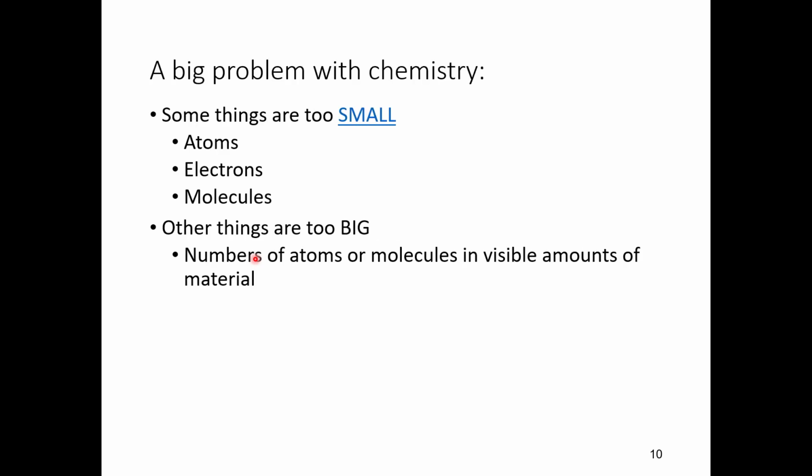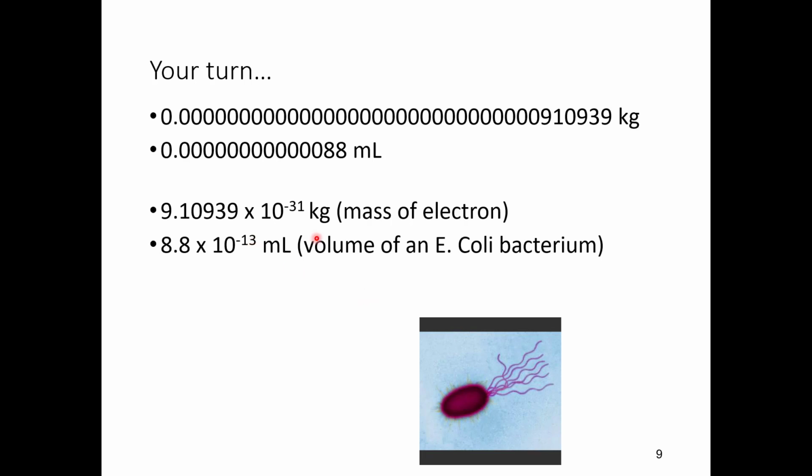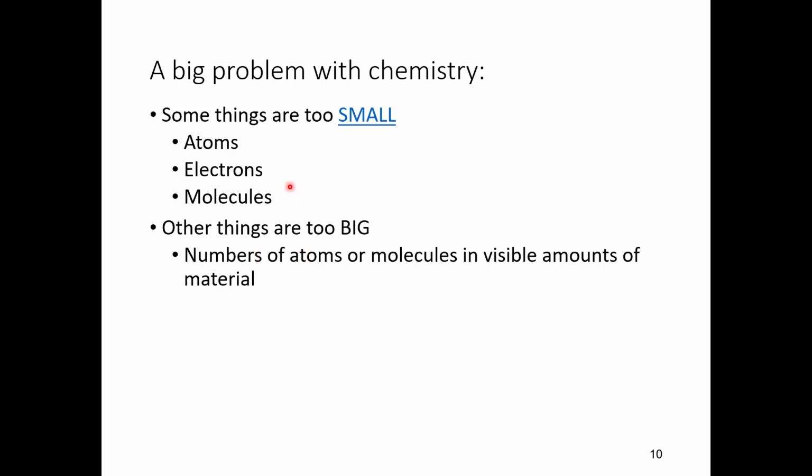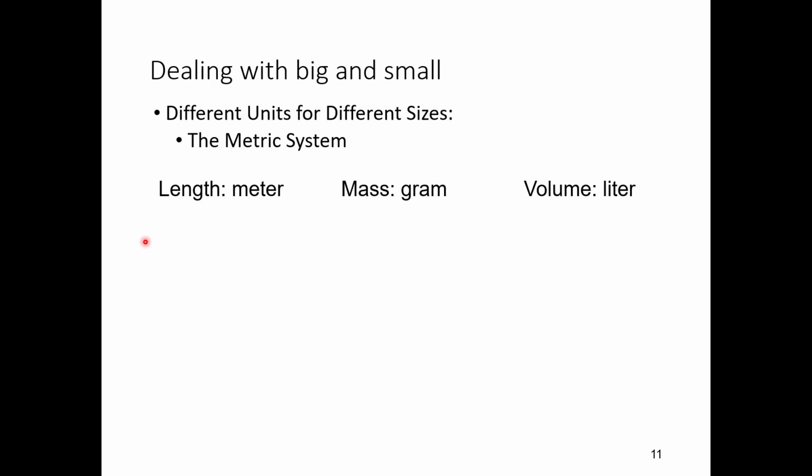There's our bacterium. Okay, so why do we even care about things that are small and things that are big? Well, because this is a pretty big problem with chemistry. A lot of the things that we're discussing are very, very small, such that we need to utilize these negative exponents in order to describe them, okay? And then other things are too big, and these tend to be the quantities of those very small things, okay? If you have a lot of very small things, then of course you're going to have numbers with very large positive exponents.